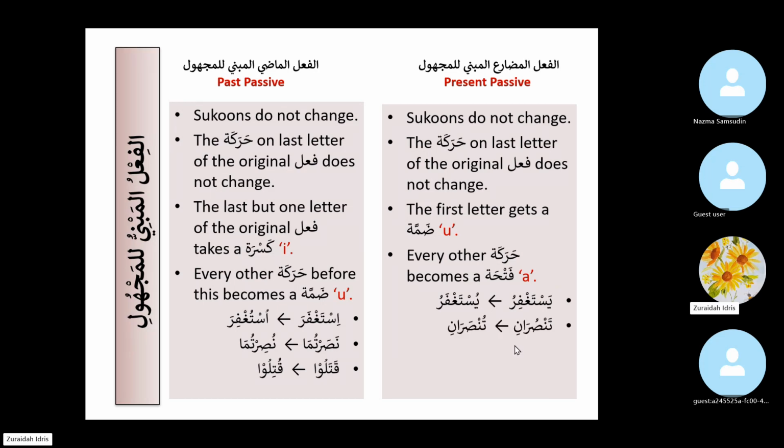So the last part, ani, we do not change because it's dual. The first one you make dhamma, everything else is a fatha. Then it becomes tunsarani. Same thing with your plural. The endings, you do not change your unas. Then you change your first one to dhamma, everything else is a fatha, and your sukun stays a sukun. So you get your ua and you have your hu.